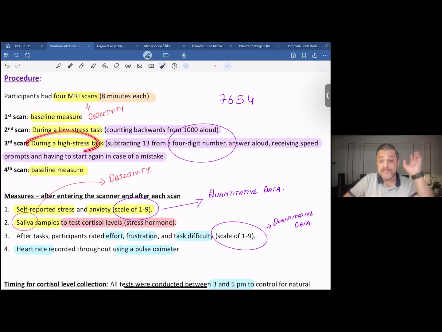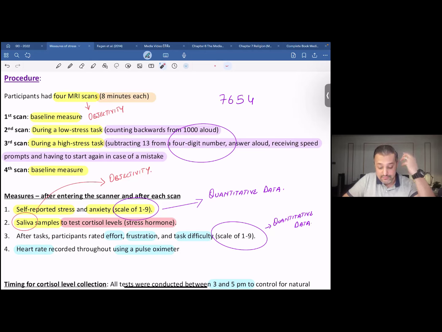So this is a very low stress inducing task. Moving on, the third scan was during a high stress task. For this high stress task, there was a 4-digit number. Let's just say for now, we consider the number 7654. Participants were asked to subtract 13 from that 4-digit number, and to answer aloud, and they kept on receiving speed prompts to answer back quickly. In case they made a mistake, they were supposed to start all over again.